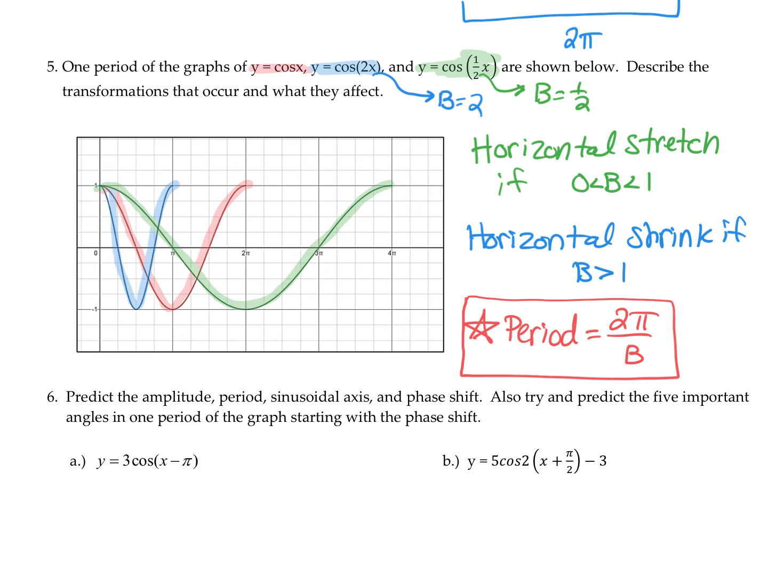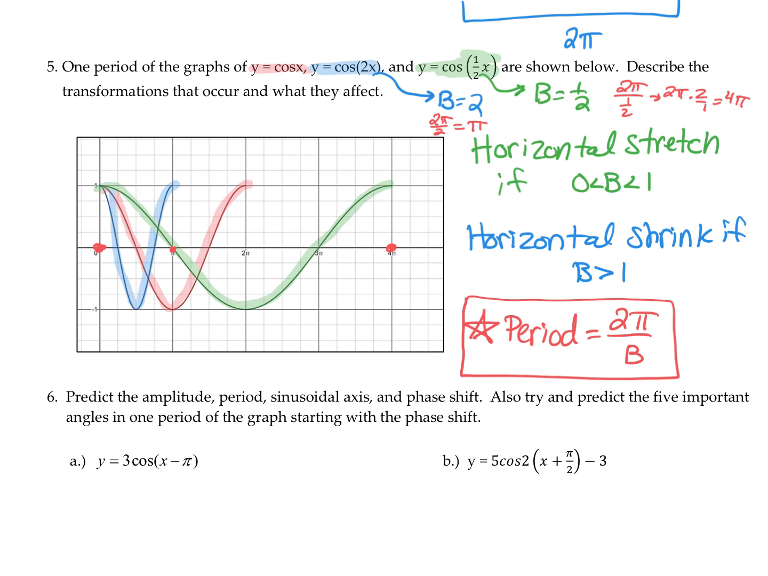So for example, if my b is 2, if I do 2 pi divided by 2, the period for the blue graph was pi, which I can see it went 0 to pi. If I'm doing it for the green graph, I'm doing 2 pi divided by 1/2, which actually means I'm doing 2 pi times 2 over 1. So my period is 4 pi for that green graph, which I can see here it goes 0 all the way to 4 pi. So it helps us determine that length of that cycle.